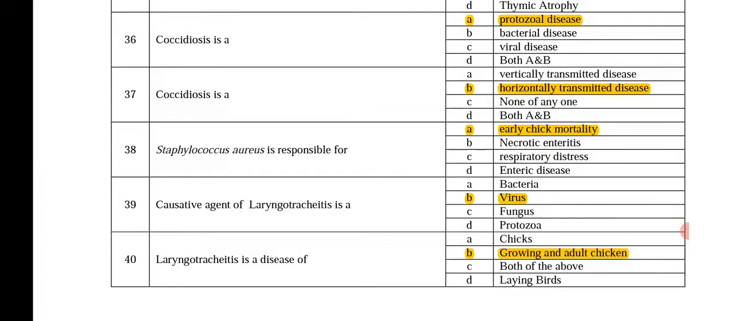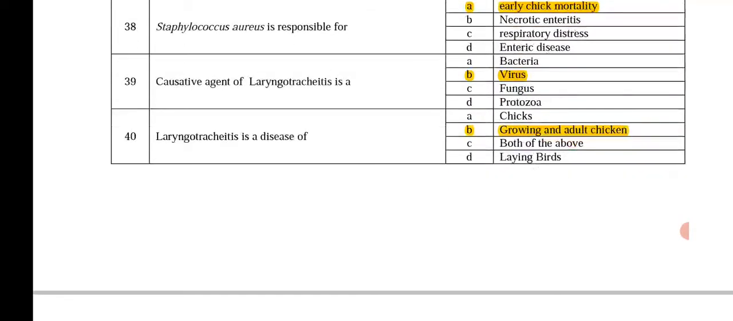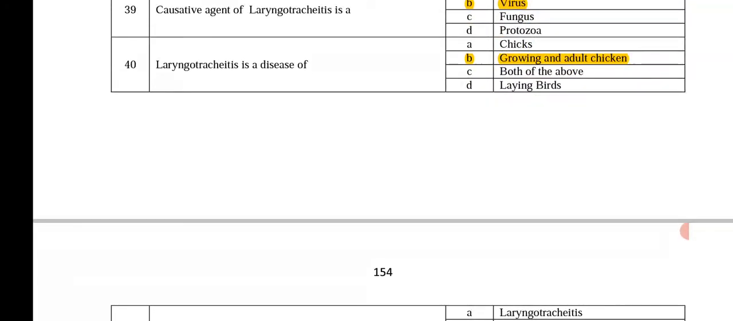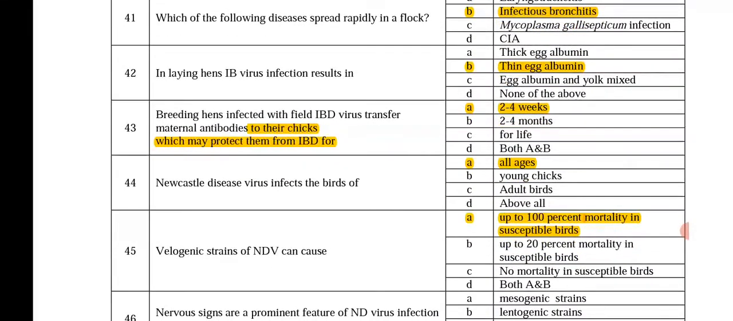Staphylococcus aureus is responsible for early chick mortality. The causative agent of laryngotracheitis is a virus. Laryngotracheitis is a disease of growing and adult chickens. Which of the following diseases spreads rapidly in a flock? Infectious bronchitis. In laying hens, infectious bronchitis virus results in thin egg albumin.